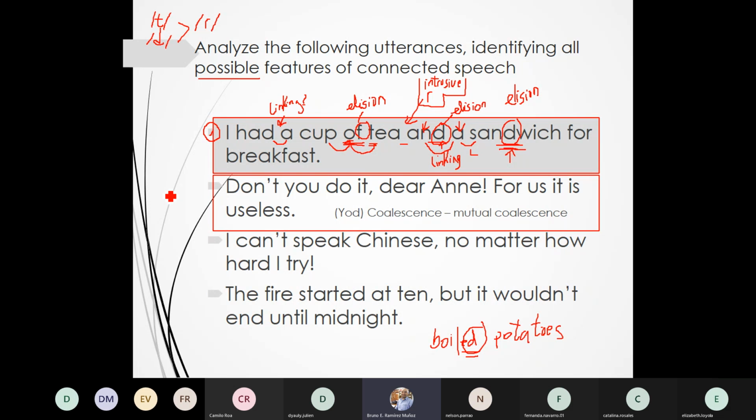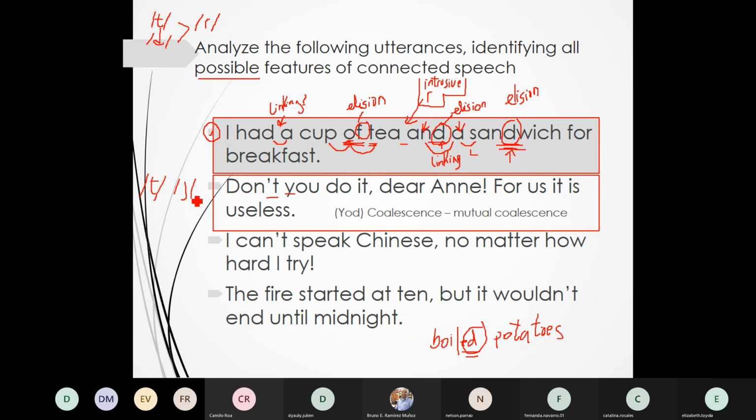And to make a difference from regressive and progressive. Regressive goes backwards, progressive goes forward or to the right, and mutual because both sounds influence each other. And remember that it's a new sound, right? Because in this one we have a t, and in this one we have a y, right? So we're getting this "don't you".